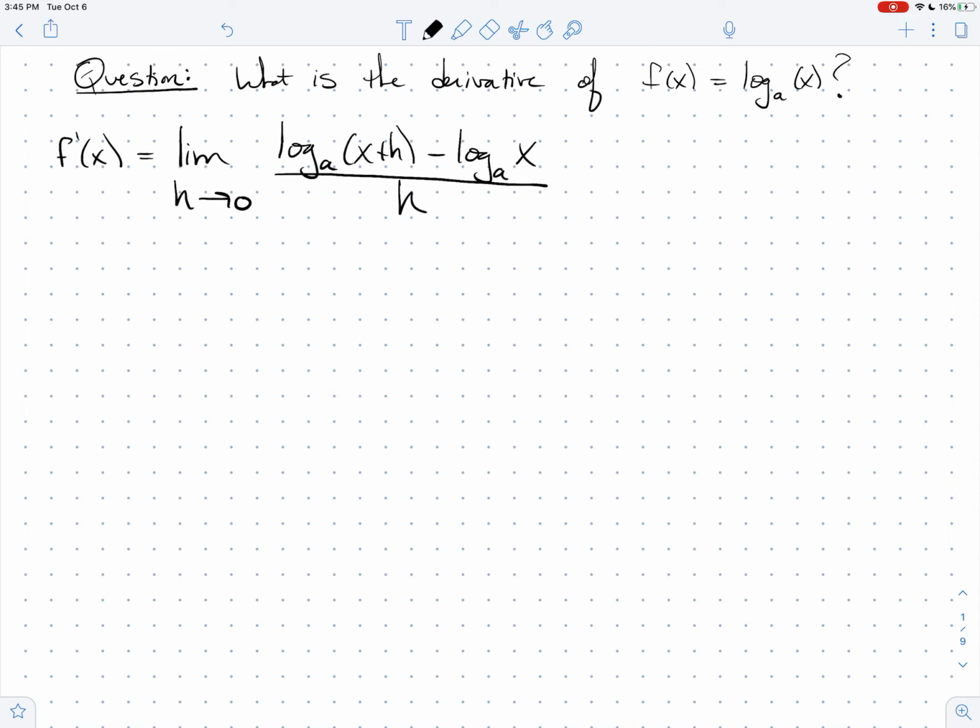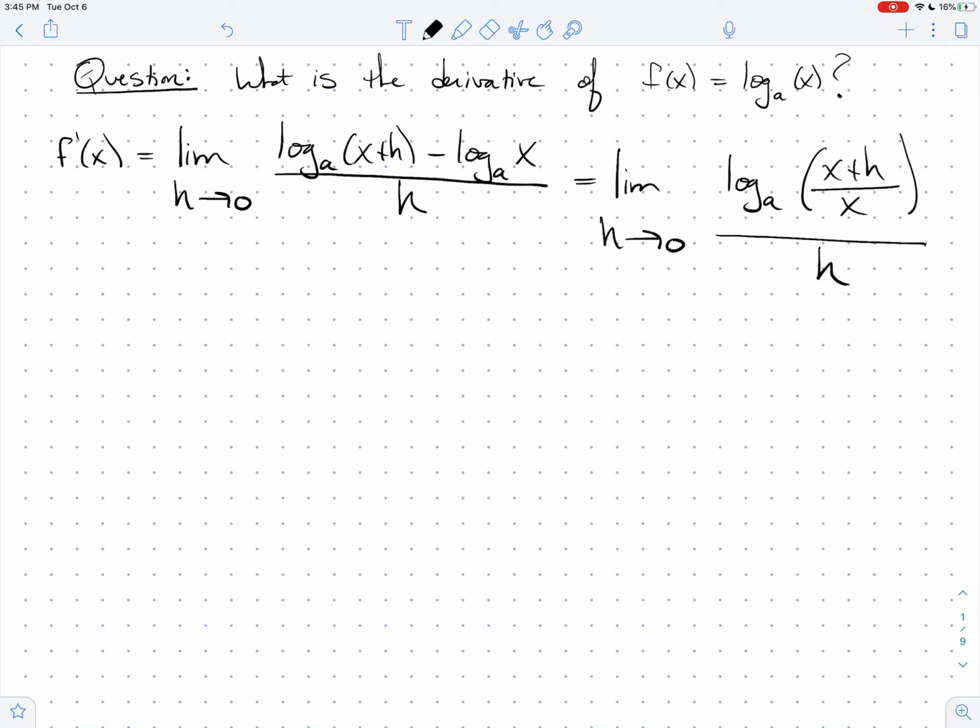So far, so good. And now we look at this and we think about all the different tricks that we've done in the past to try to simplify this, and none of them seem to apply here. However, hopefully you're thinking about the rules of logarithms, and you notice there's a minus between these two logs. And so I'm just going to try the next thing. I'm going to say that this is the limit as h goes to 0 of, well, I can write this as log base a of x plus h all over x, all over h.